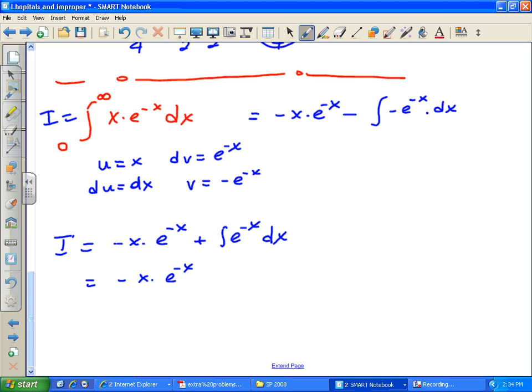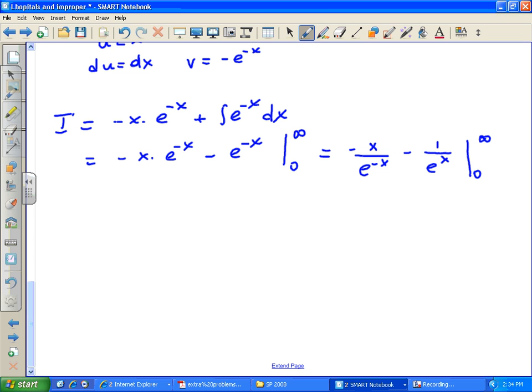And once again, that integral will be e to the negative x divided by negative 1. In other words, minus e to the negative x. And now we can worry about the limits going from 0 to infinity. I'm going to rewrite everything that has e to the negative x in it as 1 over e to the x. So the first term is negative x divided by e to the x, minus 1 over e to the x, everything going from 0 to infinity.